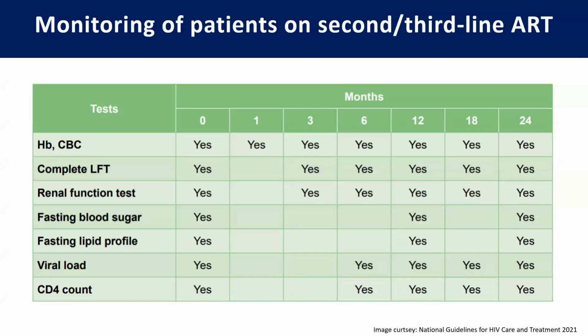Fasting sugar, first at baseline and then yearly. Then lipid profile, again at baseline, at 12 months and yearly. Viral load, we don't do at baseline. It is at 6 months and then 1 yearly. CD4 count, baseline, 6 months and then 1 yearly. Next slide.